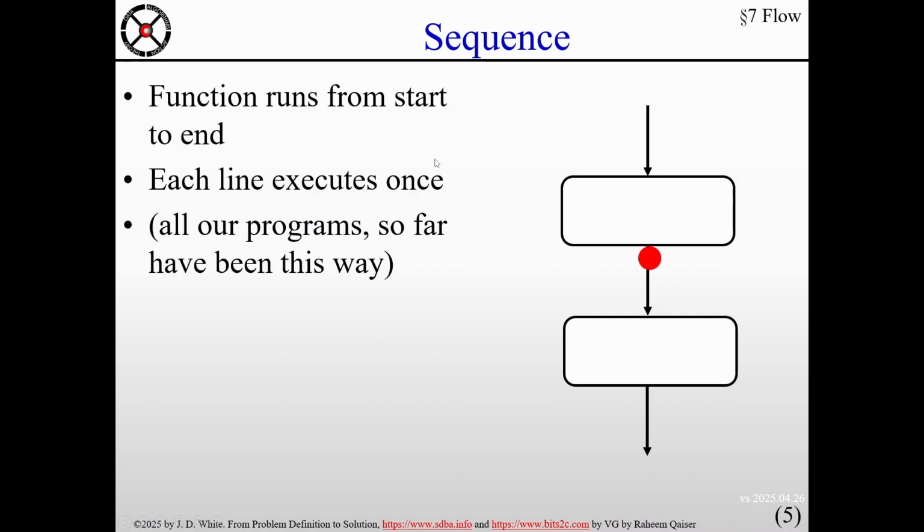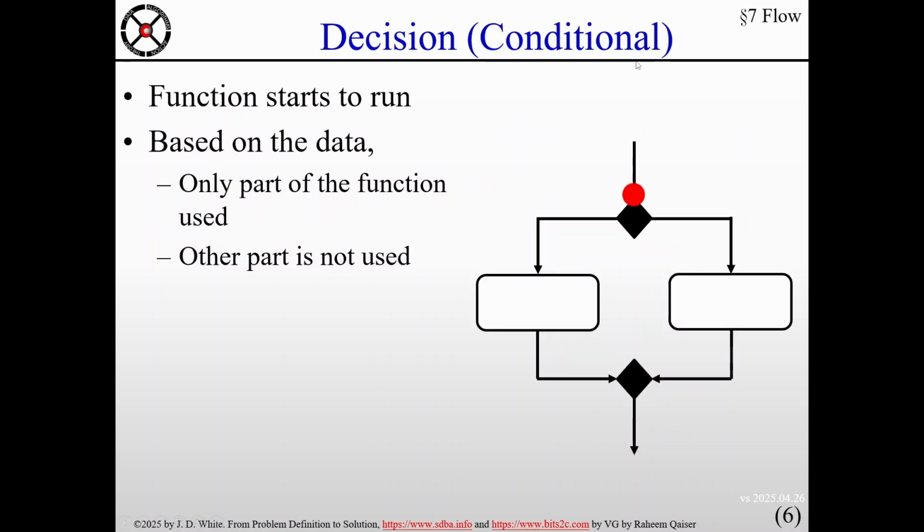The second type of structure is decision. Our function starts to run. Based on the data, only part of the function is used. The other part of the function never runs. Then we merge back together. But you can see here, this part of the function will never be used, only part of it, because of our data. Then that's processed, and we continue. So this could have something here, or it could be blank, right? It would just go straight through if nothing's happening.